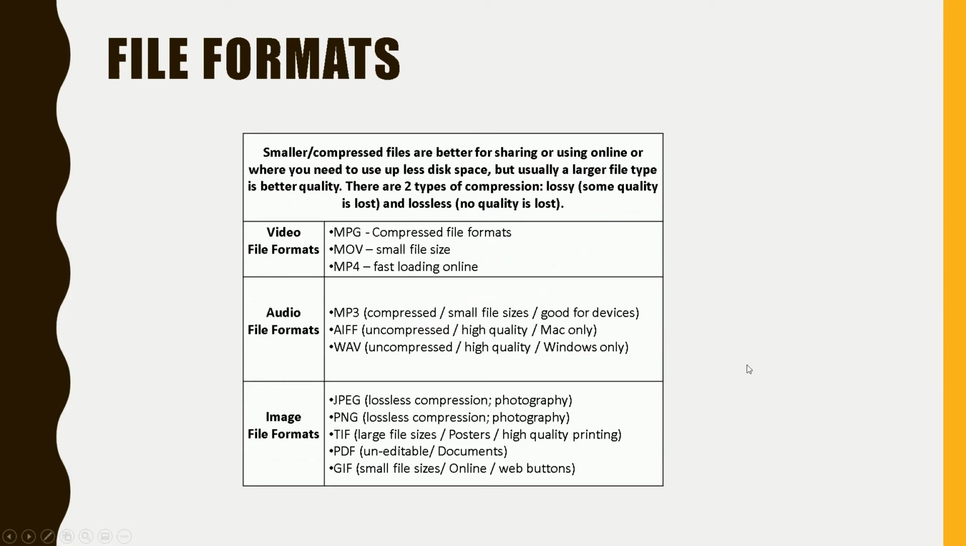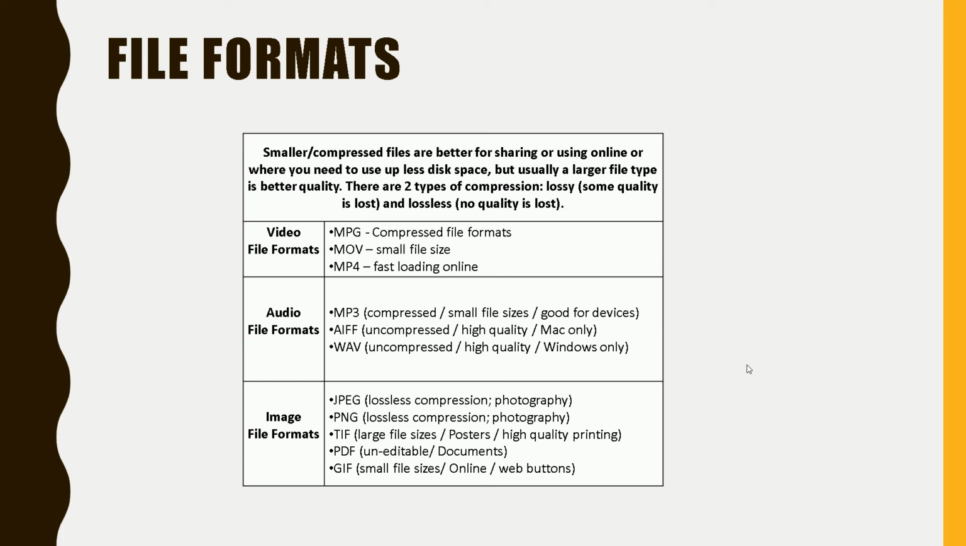So in terms of learning outcome 2, another aspect to learning outcome 2 is file formats. The students need to understand the different types of file formats involved in pre-production, from video, audio to images. Now obviously they need to also understand that smaller compressed files are better for sharing or using online, where you need to use up less disk space, but usually a larger file type is of better quality.